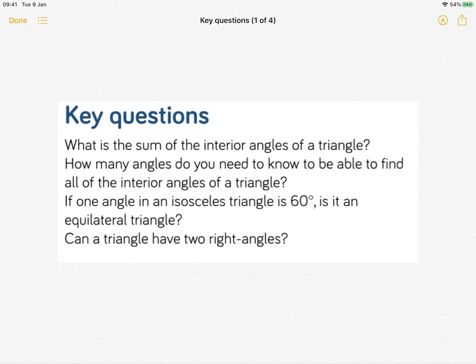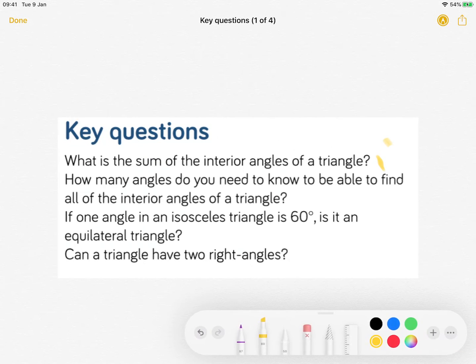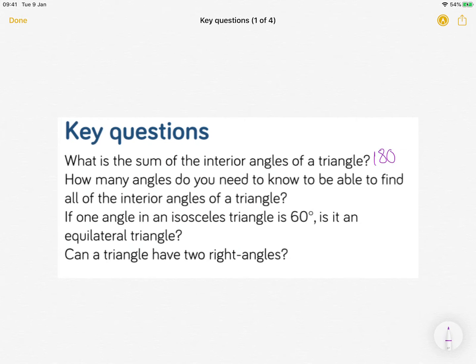So you should have had a go at all of these by now. So get your red pen out, ready to mark. What is the sum of the interior angles of a triangle? We know that it is 180. Don't forget your degree sign.